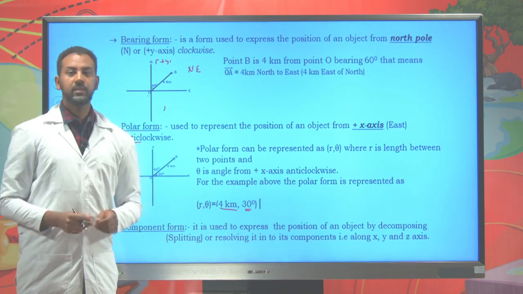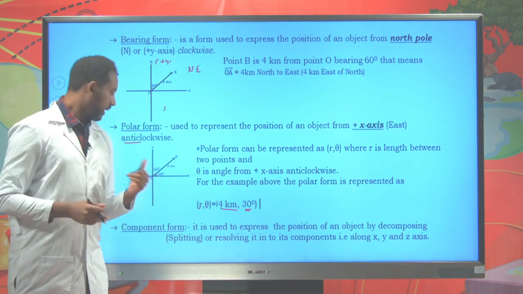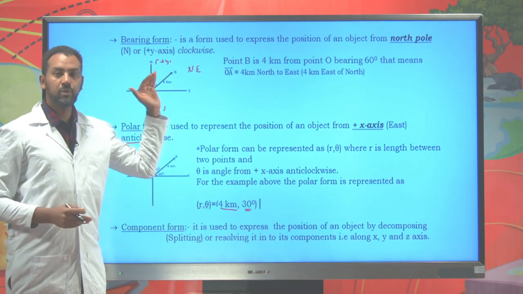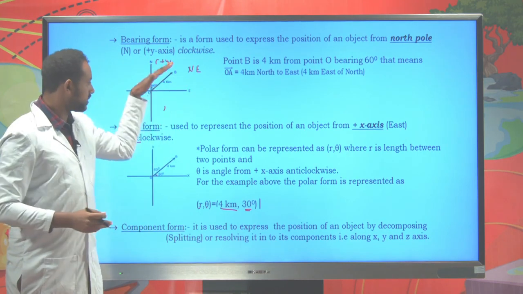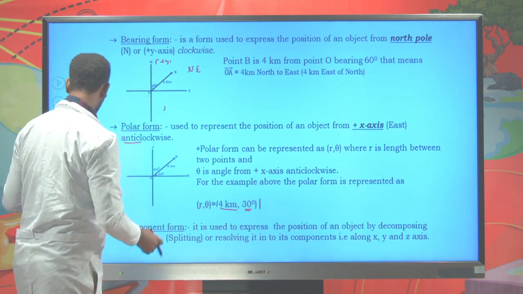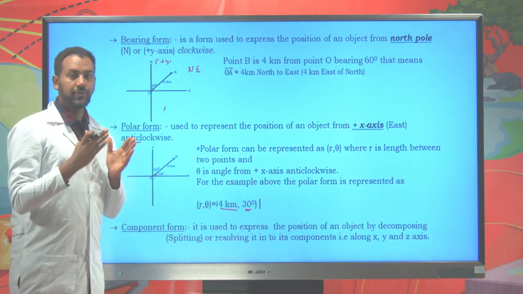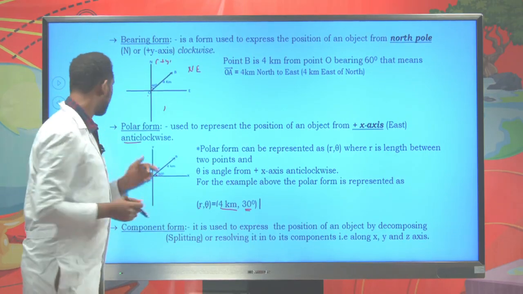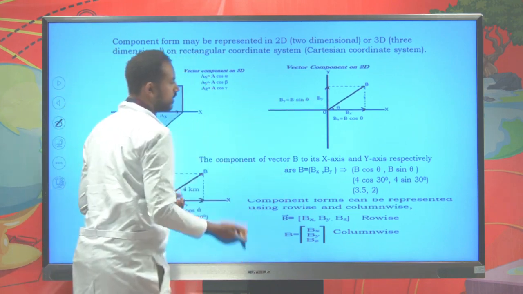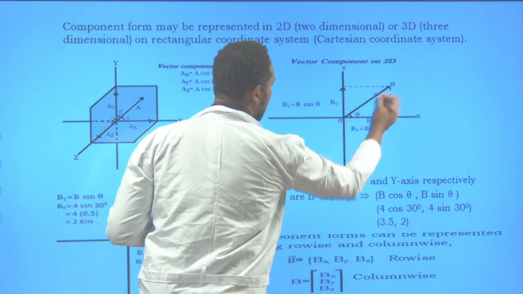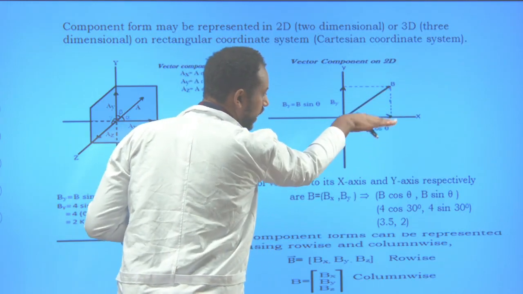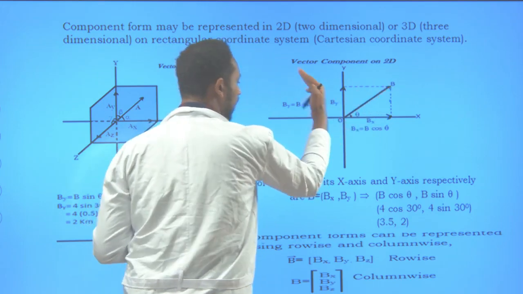And the third method is the most common method, and it is known as component form. Therefore, a given vector can be decomposed into its coordinates, into the x-axis, y-axis, or z-axis. Component method is the splitting of a given vector into its components. Suppose here you have a vector, the previous vector that we have discussed, from O to B. Therefore, it's possible to decompose this vector into the x-axis and the y-axis.